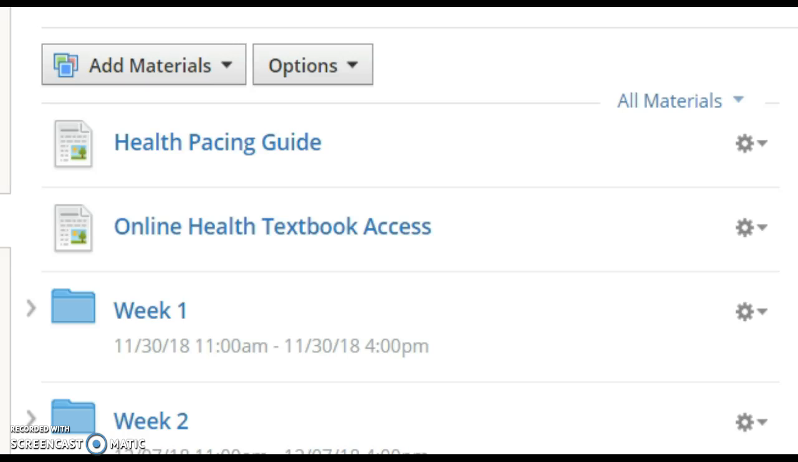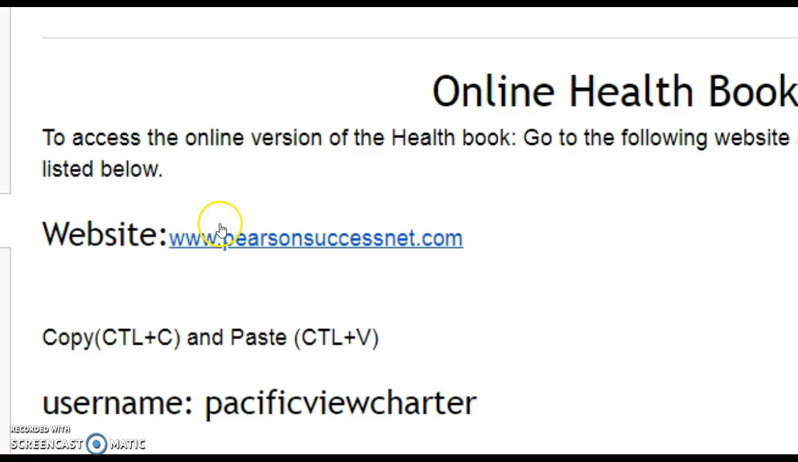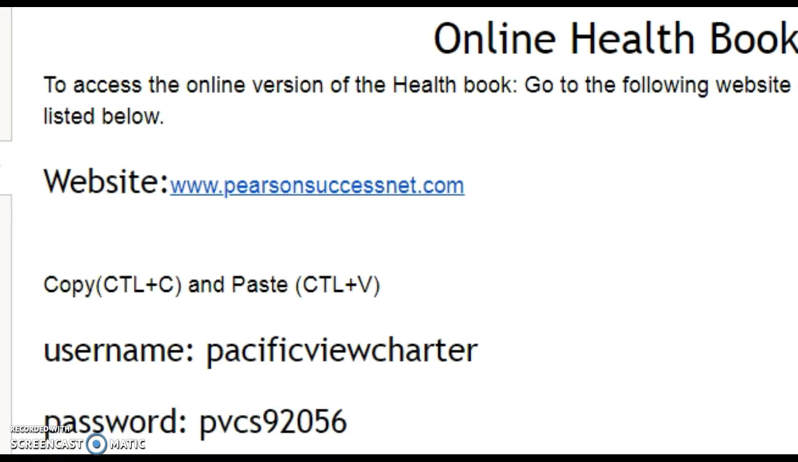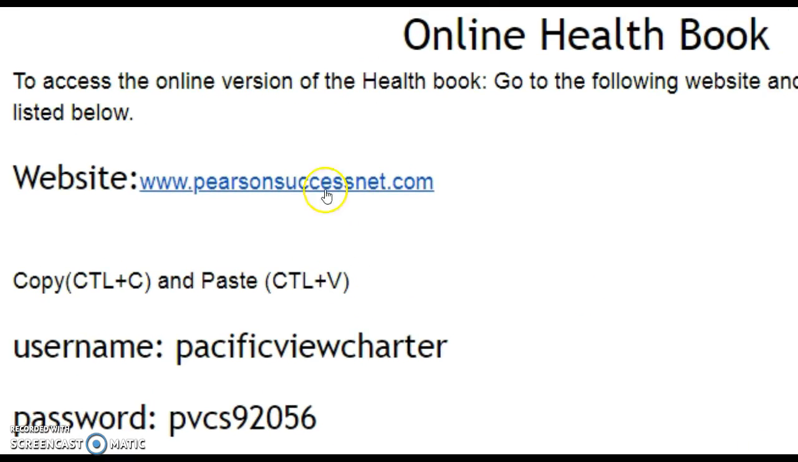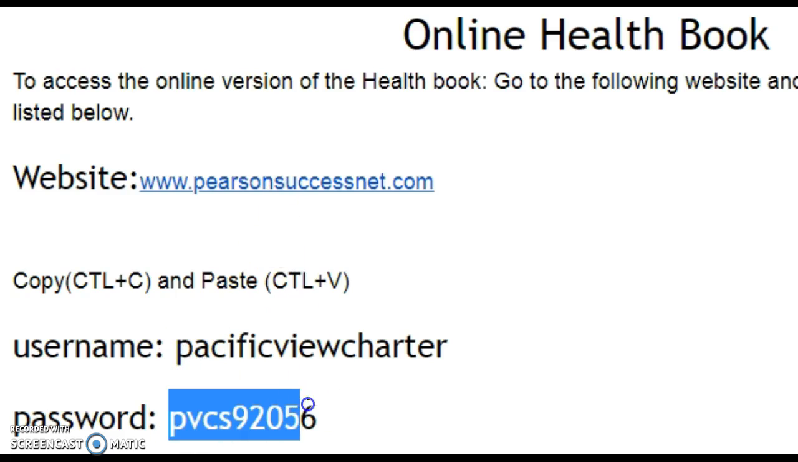All right, we're going to look at how to access the online health textbook. So you would click on the link in the health class. This is what it would show you: the website and the username and password that you're going to use. So we can just copy the password. The username is Pacific View Charter, so we open the website.